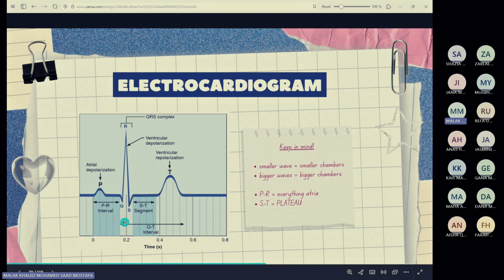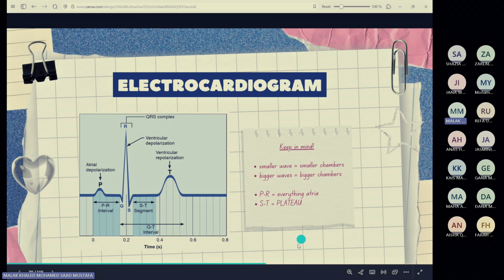So your PR interval will be related to atria depolarizing, and then a bit of repolarization, but you really don't see repolarization of the atria in the ECG, right? And then your ST will be related to whatever's happening in your ventricles. So this is a plateau. This is the sustained contraction.